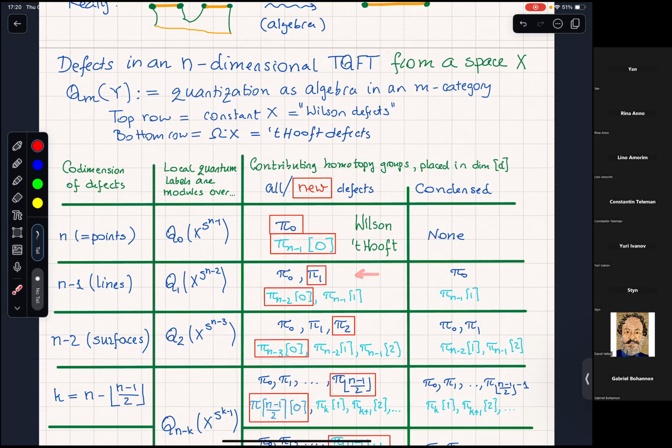It's representations of pi 1 that label Wilson defects, and points in pi 1, if it's abelian, label the Tooth defects. The Tooth defects are singularities of the bundle given by the monodromy around the loop, whereas the Wilson lines are representations, and they change the partition function by inserting the trace of the monodromy of the representation around the loop. So that's why I'm extending the name to everything.